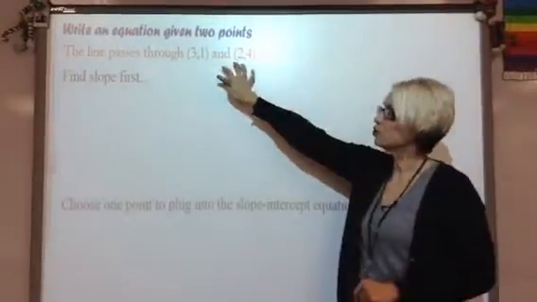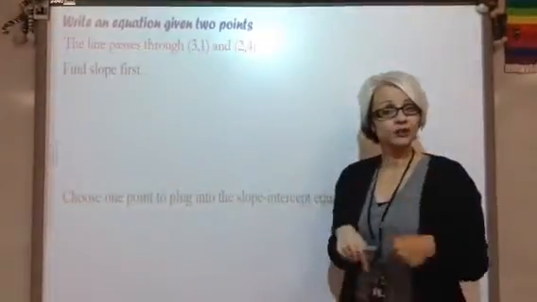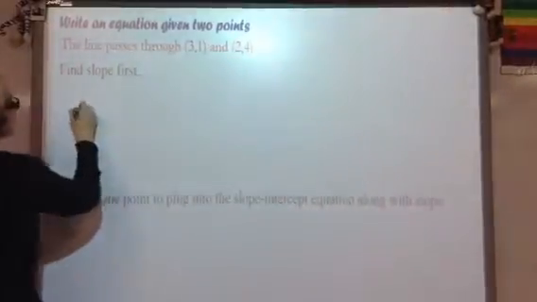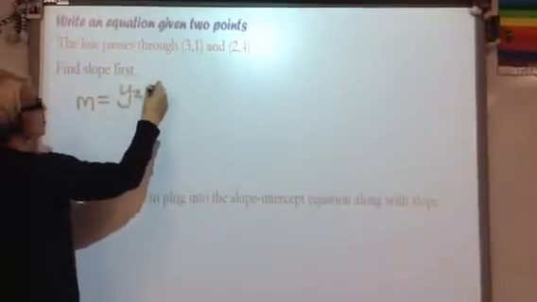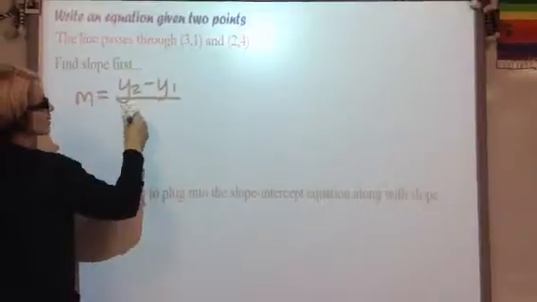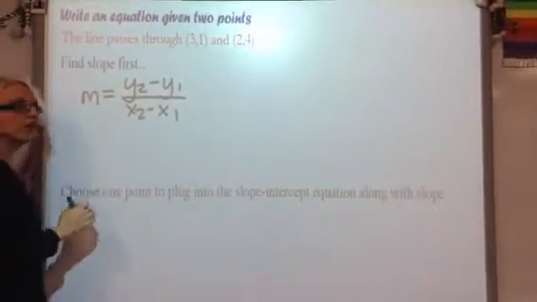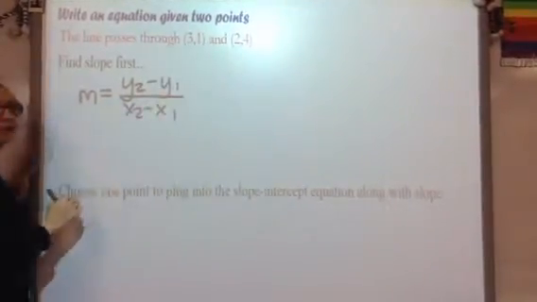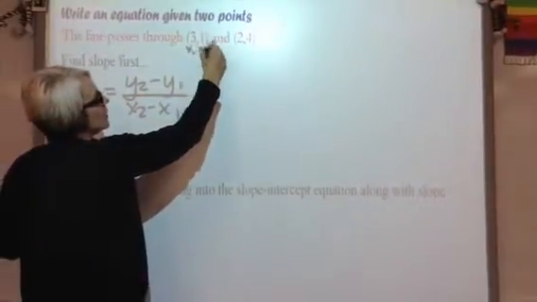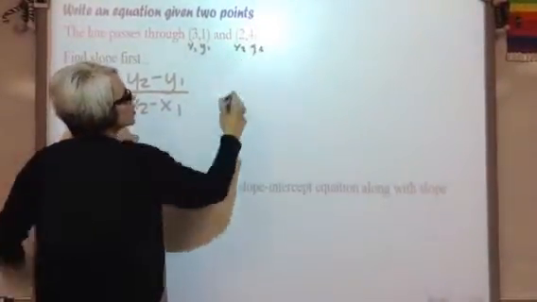What if I have 2 points? Well, then I'm going to have to use the slope formula. And I put that in your notes for you. It's m equals y2 minus y1 over x2 minus x1. So we're going to have to use these 2 points to find the slope. Remember, this is x1, y1. This is x2, y2. So here we go.